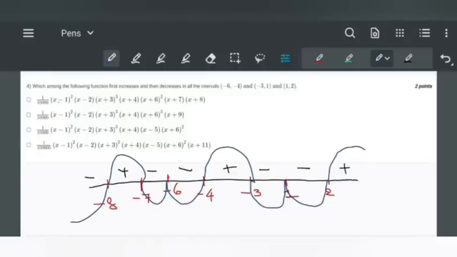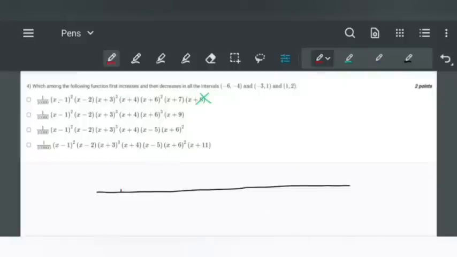Okay, so which of the following functions first increases then decreases in the interval -6 to -4? Let us see -6 to -4. Here the function first decreases then increases, so the first option is wrong because it is asked first increases then decreases. Okay, so let us plot second option. Second option has critical points as -9, -6, -4, -3, +1 and +2.